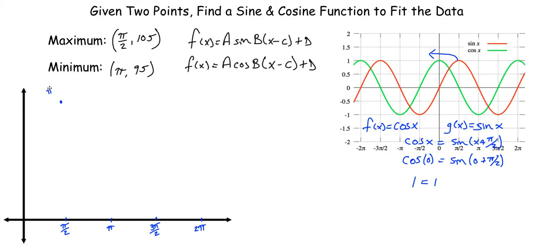And so at (pi over 2, 105), I'm going to put that right up top here. That's my maximum. And at (pi, 95), that's going to be my minimum. So really what I have here, if I connect these, is half of one period. I've gone from a maximum to a minimum. So that's half of one period.